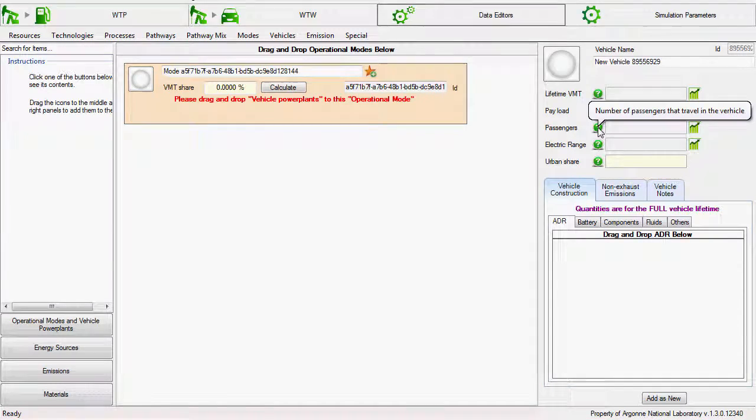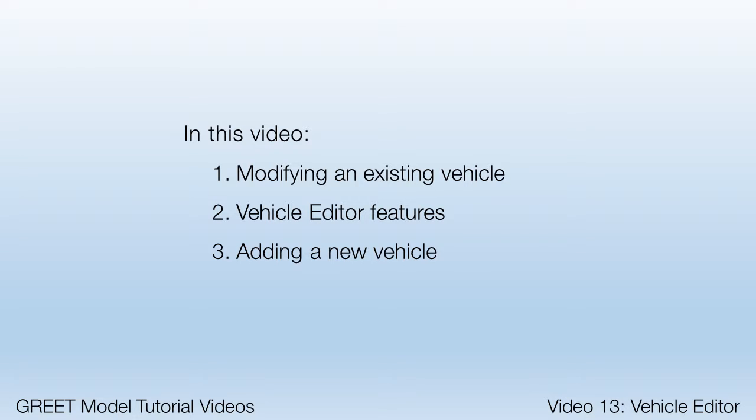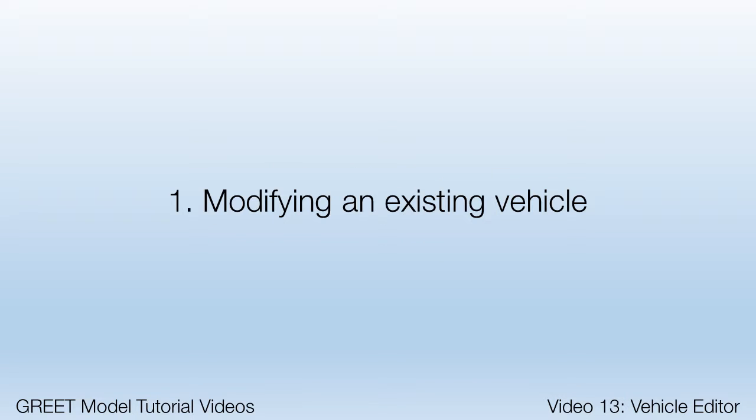moves over them. In this video, I'll open the vehicle editor to modify an existing vehicle and show how the editor is organized. Then I'll show the features in each of the 3 panels of the editor, and I'll finish with an example where I add a new vehicle.